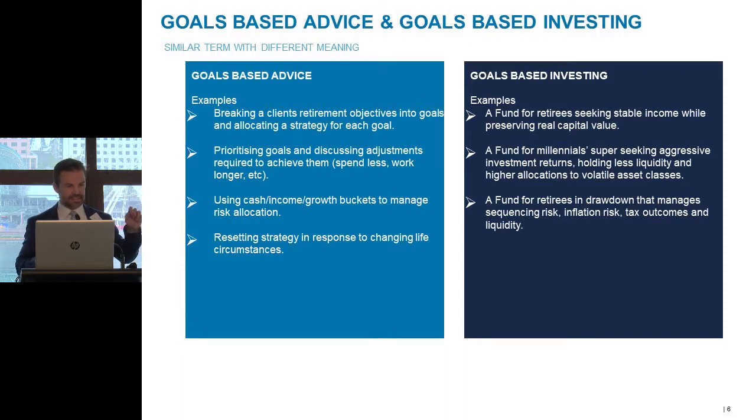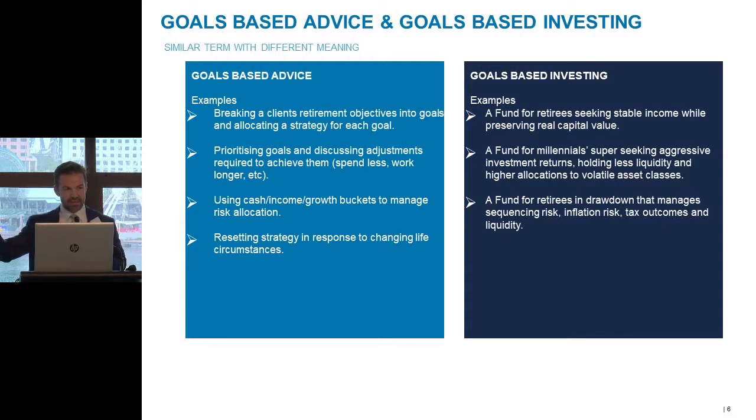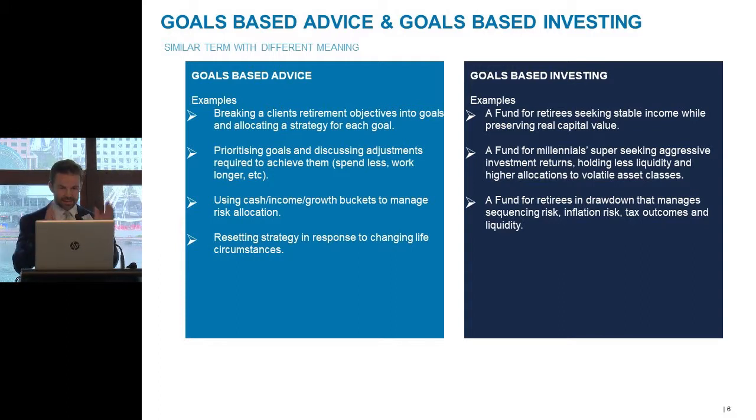Goals-based advice is sitting down and laying out goals and how they're going to achieve them for an individual client. Goals-based investing is at the fund level, defining a very clear goal that a fund is trying to achieve, and then the underlying portfolio management and risk management being extremely focused on delivering that goal. So an example might be a fund targeting a certain level of income and maintaining real capital value. So that's a kind of goals-based strategy.